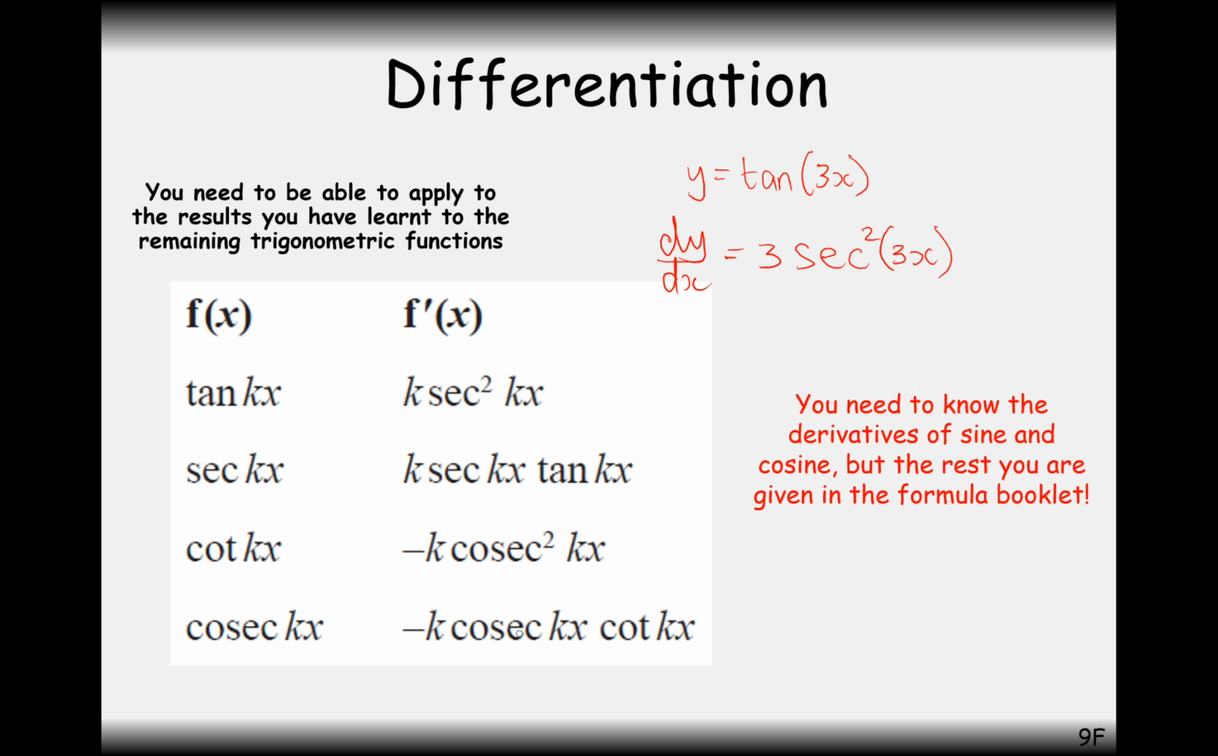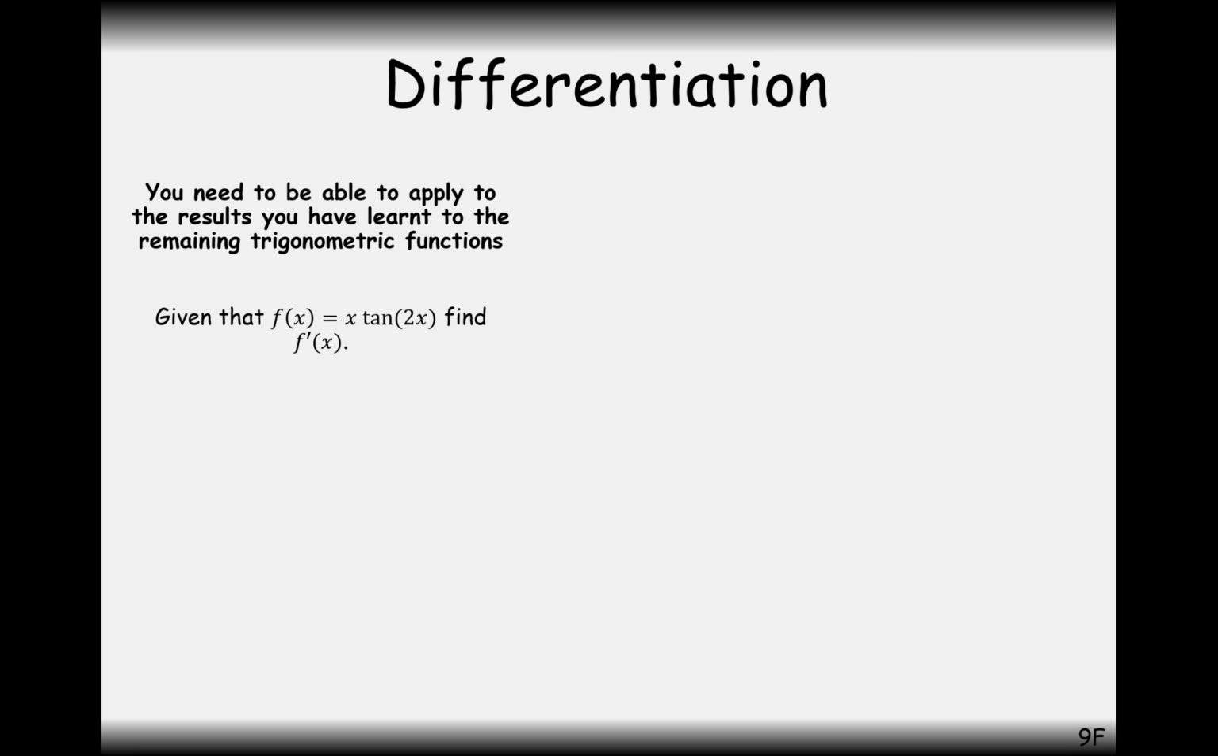And the same thing will work for the rest of these as well. Right then, let's have a look at using these 4 derivatives that we've seen previously in the context of a question. So for example, here we are differentiating x tan 2x. This is obviously going to be requiring the product rule to differentiate this.